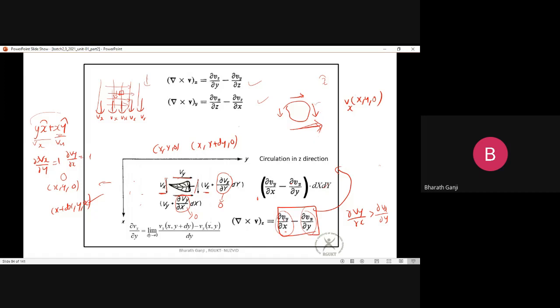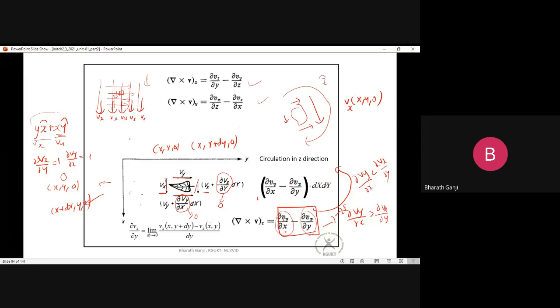But if you take a scenario like this, where in the y direction the increment is less, but for the x component the increment is high. Okay, then what happens is you can see that the net effect will be in the opposite direction. And the overall answer will be negative, because here dou vy by dou x is less than dou vx by dou y, so the answer becomes negative. So the answer negative vachindante meaning enti ante you are not circulating around z axis, you are actually circulating around negative z axis.